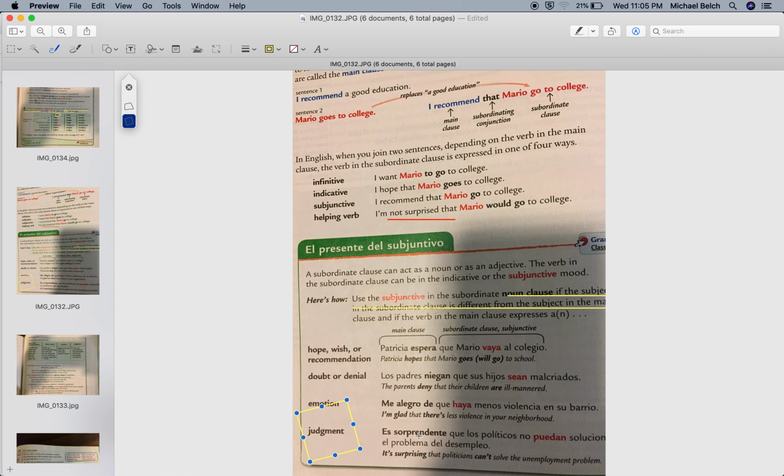Es sorprendente, it's surprising that los políticos no puedan solucionar el problema. Another way to think about it being judgment, we might say, es malo que los políticos no puedan solucionar. Okay, it's really bad that politicians cannot solve these problems. Okay, so again, if the main clause has a verb that expresses hope, wishes, or recommendations, doubts or denial, emotion or judgment, and then there's a subject change, the verb in the secondary clause, the subordinate clause, will be subjunctive. Okay, that's review from last year.